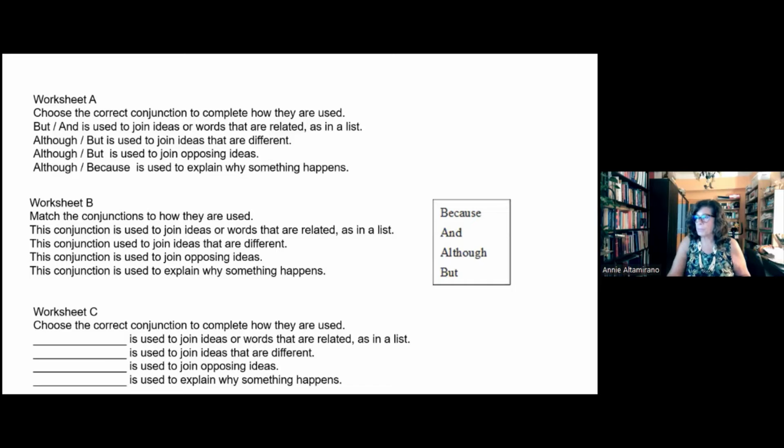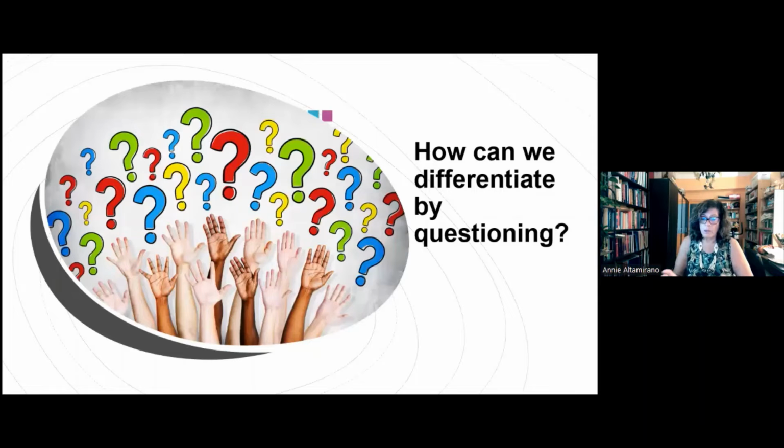Now, another aspect of differentiation is questioning. It's one important aspect: the type of questions. It is said that we ask about 100 questions during a class. So that's about 100 opportunities to stimulate learning, thinking, and driving students forward.